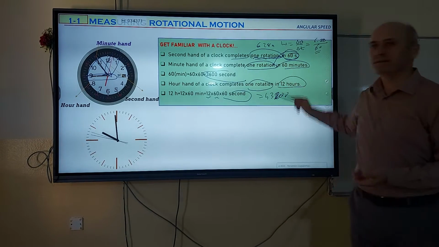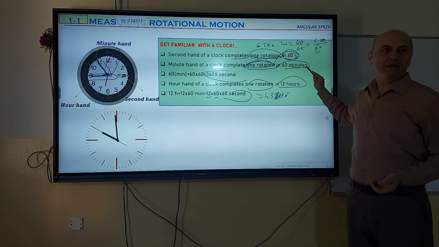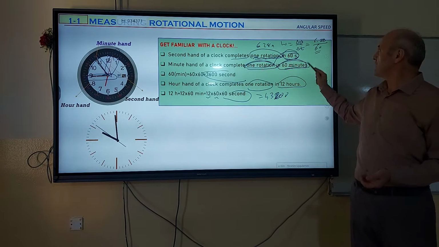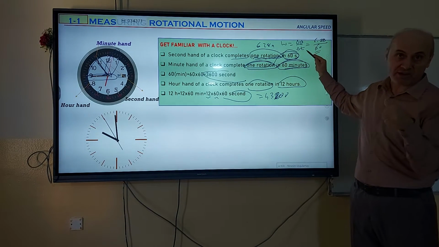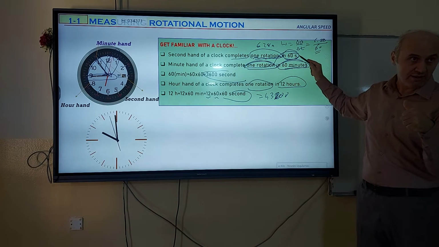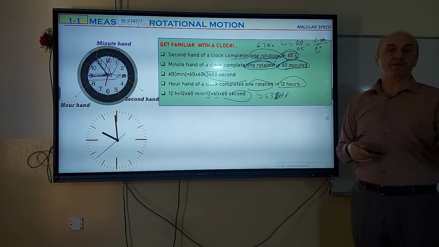Or for the minute hand, one rotation takes how many minutes? So then we are going to write 6.28 divided by 60 minutes, but in seconds, 3,600. You will get radian per second.